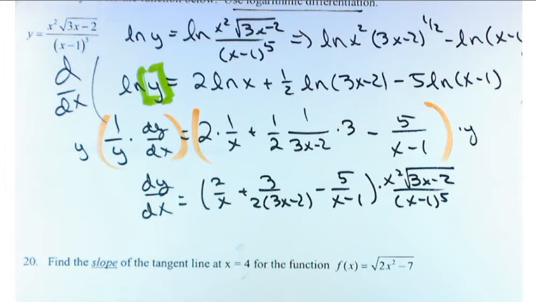How are we on problem number 19? Okay, onward. Problem number 41.